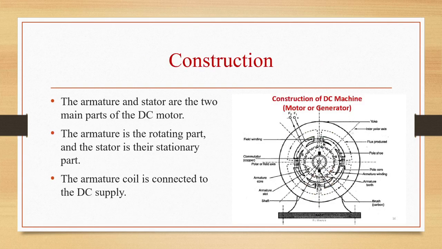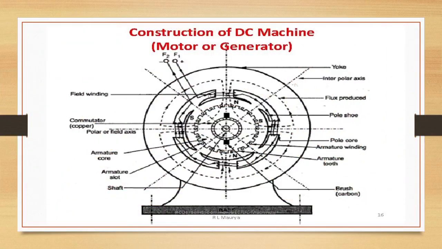When we see the construction, there are two main parts: the stationary part called the stator and the rotating part called the rotor. The outer part is called the yoke, which gives mechanical strength to the machine. Electromagnetic poles will be created here, north and south, with opposite poles beside each other. This is the pole core on which the field winding is wound.